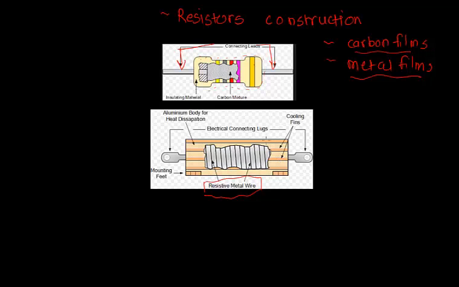That's it about the construction of the resistor. This is just to give you an overview of the construction. It's not recommended that you memorize this. Just make sure that you know the resistance is made up of carbon, or it can be a metal wire. These are the two most widely used resistive materials.